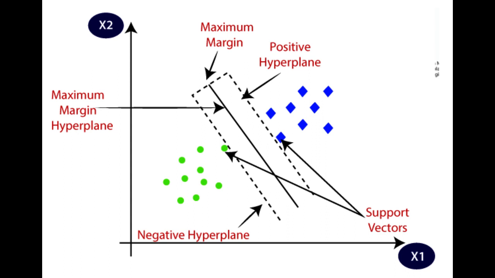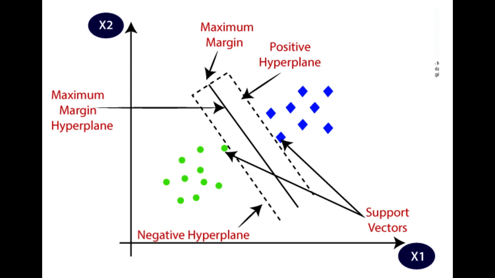Nonlinear SVM: Nonlinear SVM is used for nonlinearly separated data, which means if a dataset cannot be classified by using a straight line, then such data is termed nonlinear data and the classifier used is called a nonlinear SVM classifier.